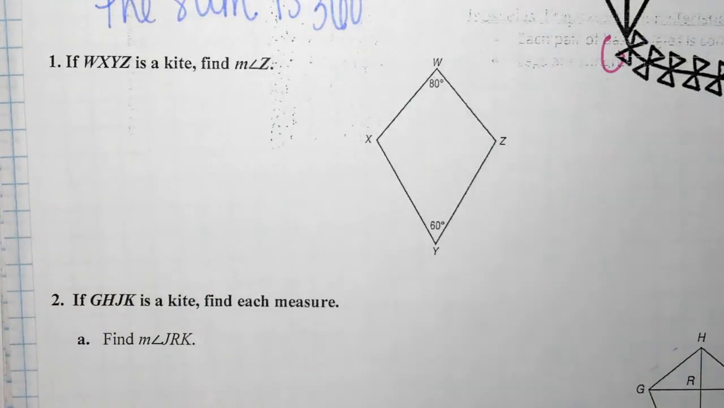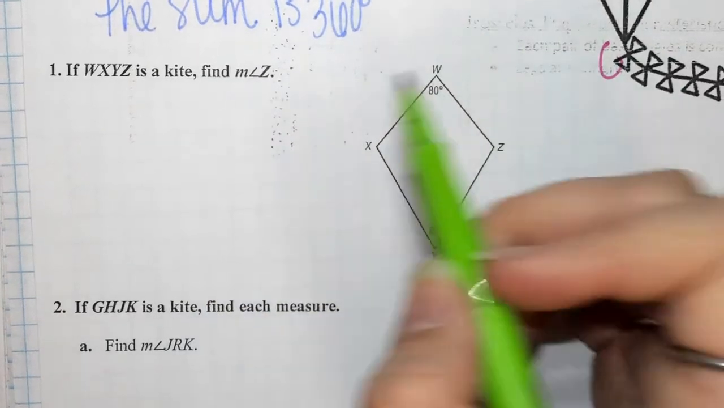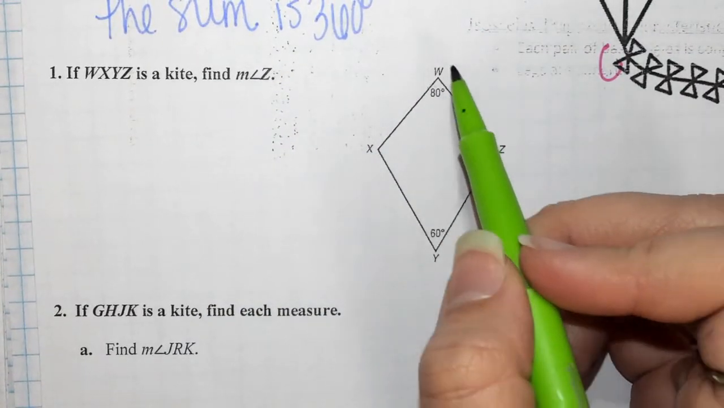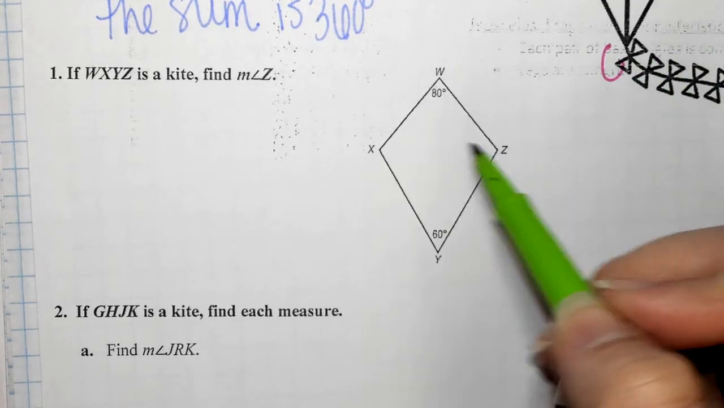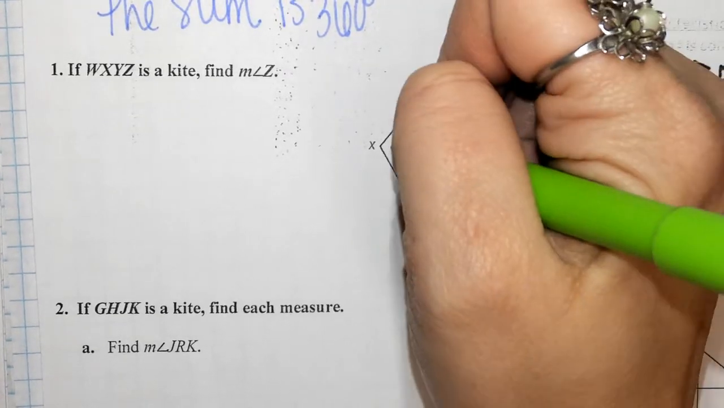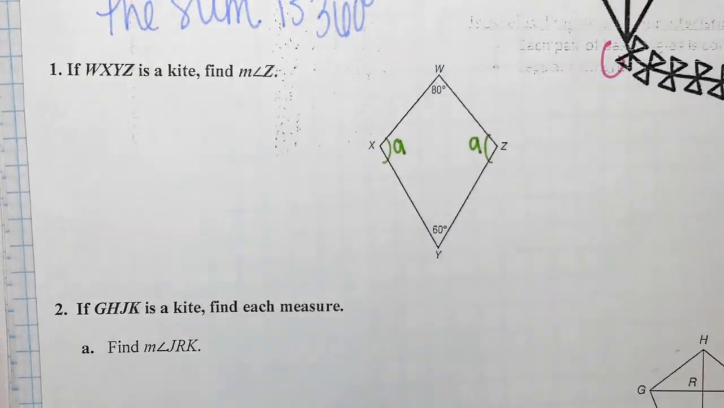Number 1, it says the measure, it says that this is a kite, and we need to find the measure of Z. Now, are angle W and angle Y the same thing? So what does that mean for Z and X? They're congruent. They're going to be the same thing. So we're going to call this A, and we're going to call this A.